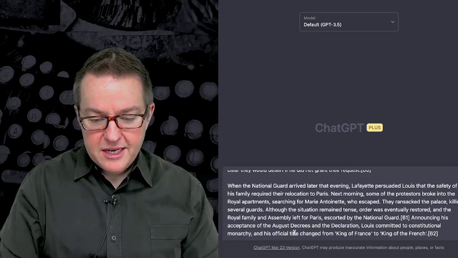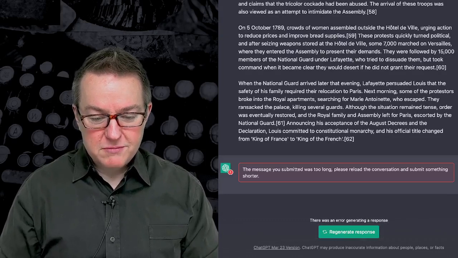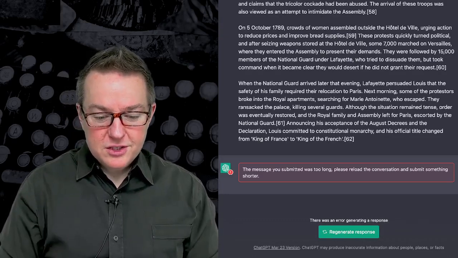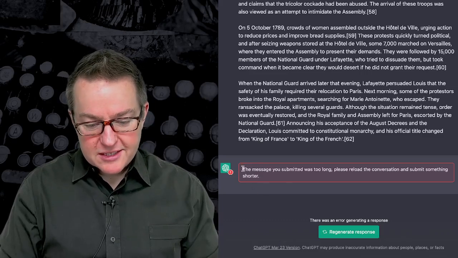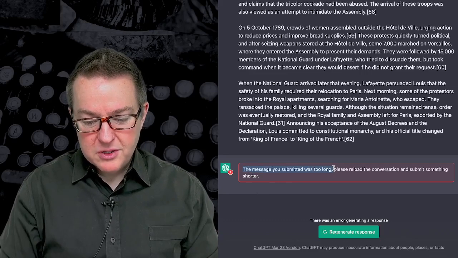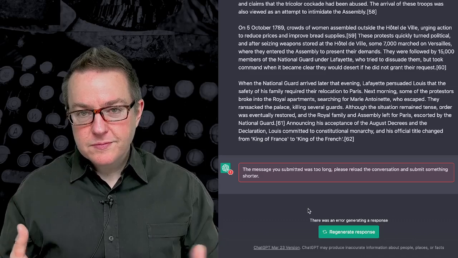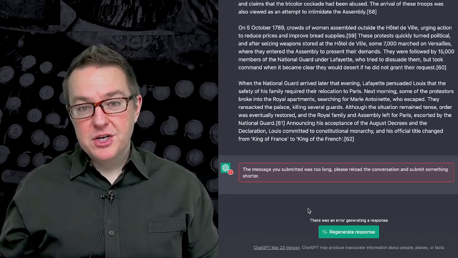I'm going to paste in the Wikipedia article that's related to the French Revolution. So I've pasted in a huge amount of text from the French Revolution that's described in Wikipedia. And what does ChatGPT say? It says, well, the message you submitted was too long. Please reload the conversation and submit something shorter. Now, this shows you an important point. We can't just give it unlimited information.